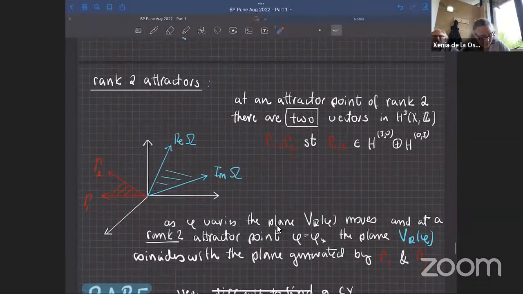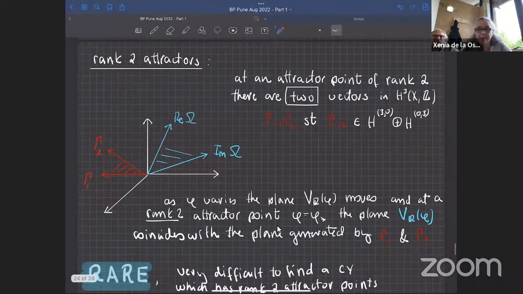So for rank two attractors, and these are the ones that are interesting to us and will have these striking arithmetic properties, let's define this. At an attractor point of rank two, there are two vectors now, instead of just one, in this integer lattice, gamma one and gamma two, that are independent. So we have this picture here. We still have this two-plane spanned by the real part of omega and the imaginary part of omega. But now we have a lattice plane generated by gamma one and gamma two.